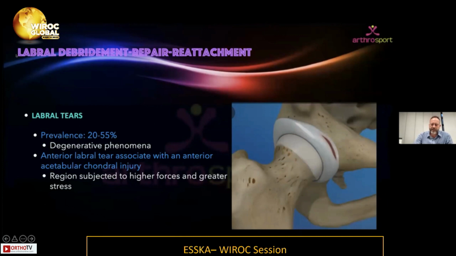The prevalence of labral tears in patients with hip or groin pain is situated from 20 up to 55%. The impact of this pathology is its relationship with degenerative phenomena. The most common of all the lesions of the labrum is an anterior labral tear associated with an anterior acetabular chondral injury. The reason for the prevalence of anterior labral tear is that this region is subjected to higher forces or greater stress than other regions of the labrum.